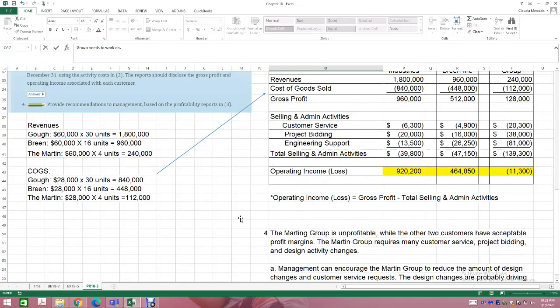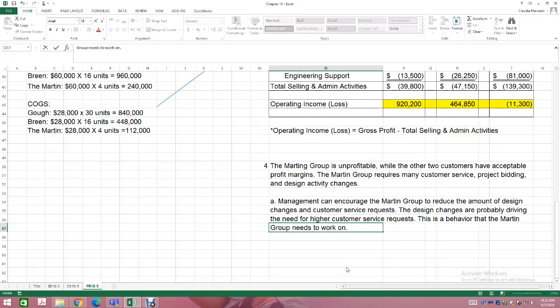Or maybe they're requesting changes that they don't even know that they need, or maybe they don't understand what they're requesting. That's why all of these customer service requests have to occur later. So maybe have management sit down with the Martin Group and say, okay, what is it that you need from us? That way we can get a better understanding of what you need, so we can provide you the service without having so much customer service or so many engineering changes and so on and so forth. Okay.